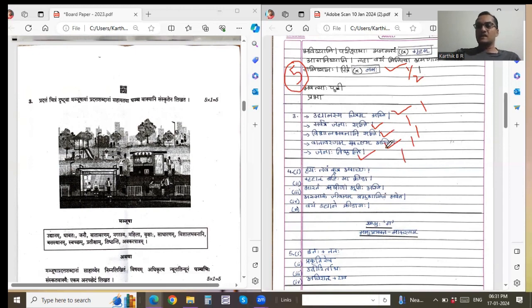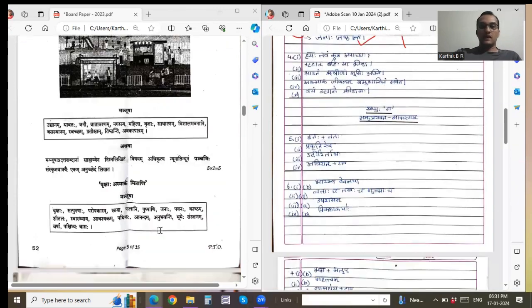1 mark. Though the sentences look small and simple, they are not a problem. Grammatically, they have to be correct and spelling mistakes should not be there. So all the 5 answers are correct. So this main gets 5 marks. This is the third main. Next, fourth main, Anuvadaha.